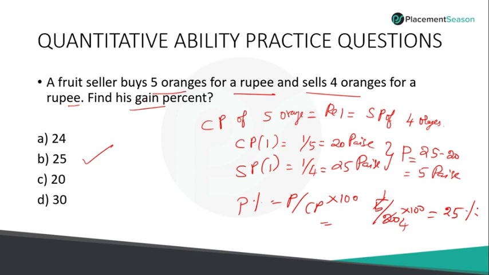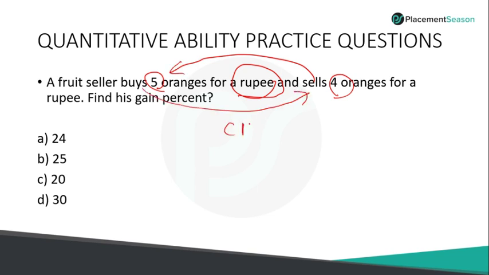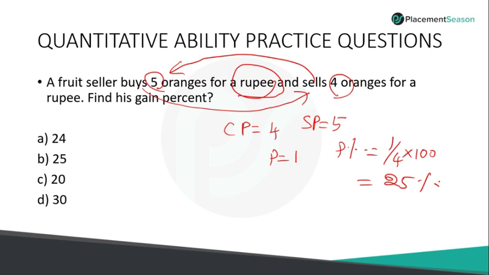You can also solve this question by another method. If any question in profit and loss is equating to the same value, for example, 1 rupee is constant, then you just exchange the values. Here this is 5 and this is 4. So you can directly exchange. So the cost price is 4 and the selling price would be 5. So the profit is 1 rupee. The profit percentage is 1 by 4 into 100, which is 25%. So this is another way of solving this question.